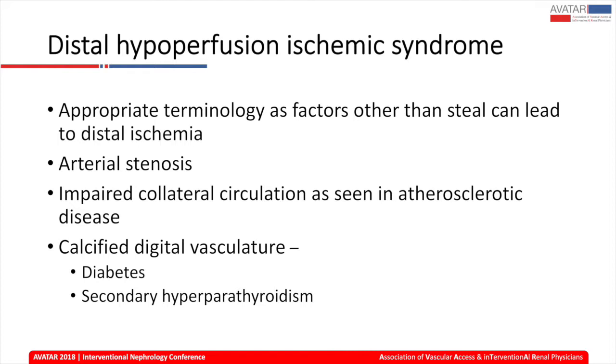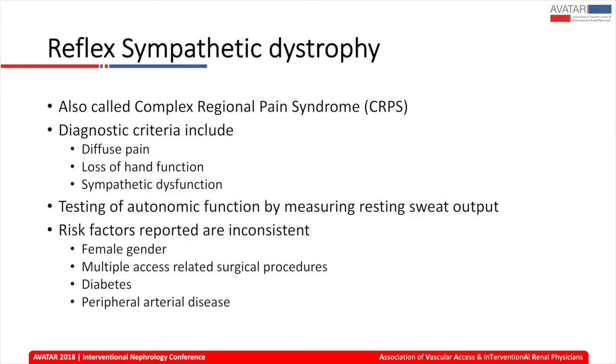So rather than calling these patients as having steal syndrome, one should use a broader term that defines the pathophysiology behind hand pain, which is distal hypoperfusion ischemic syndrome, and this terminology will encompass all the associated pathophysiological findings. So it includes arterial stenosis, and calcifications related to diabetes or secondary hyperparathyroidism.